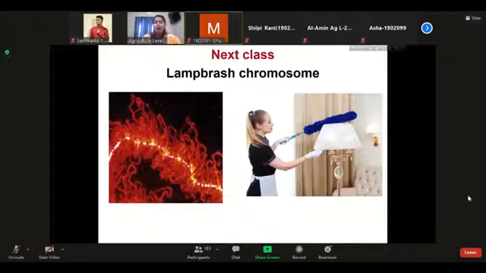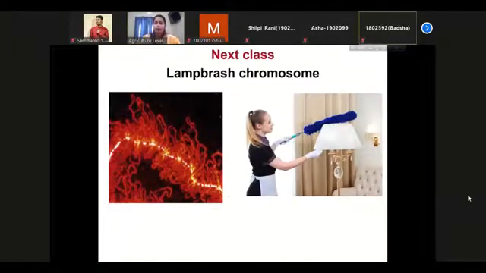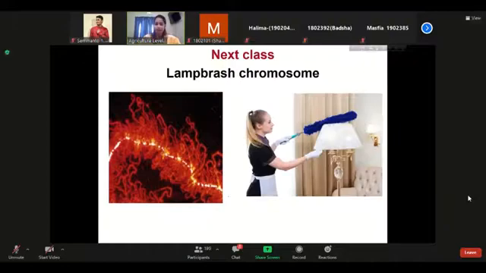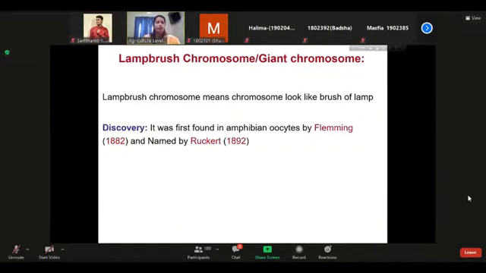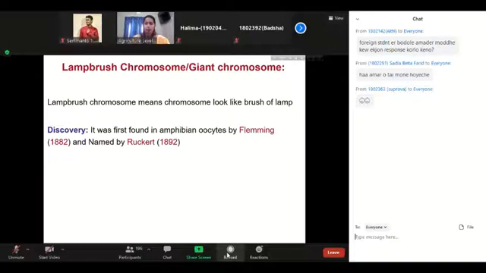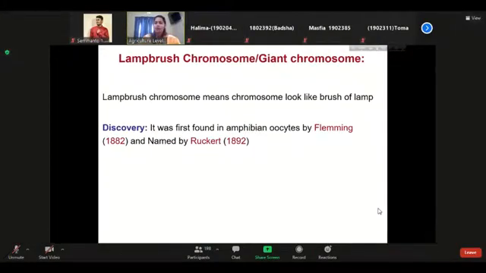Lamb-Rush chromosome. From the word we can guess how it looks. It looks like a brush, like the brush used for cleaning a lamp. So the chromosome which looks like the brush for cleaning a lamp is called the Lamb-Rush chromosome. By definition, a Lamb-Rush chromosome is a chromosome that looks like the brush of a lamp. It was first discovered by Fleming in 1882, and the name was given by Ruckert in 1892.